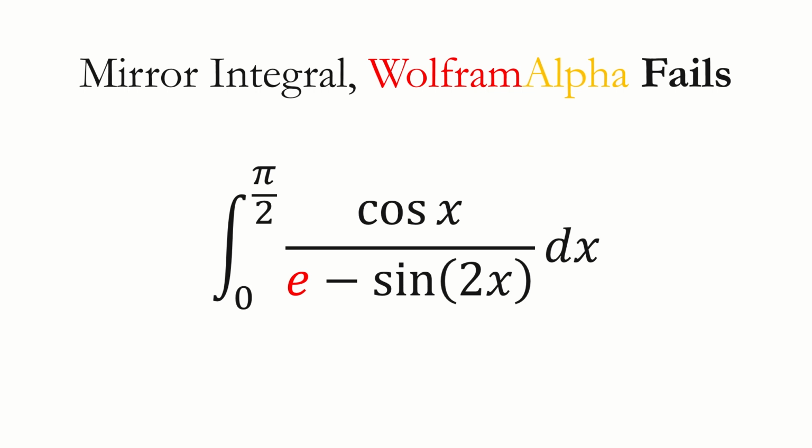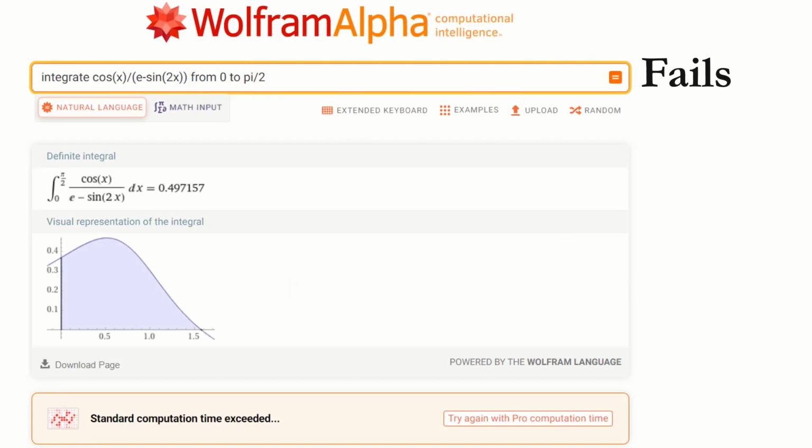Hello, today let's solve this problem. This is a case 1 of the mirror integral, and we have the minus sign in the denominator. By the way, Wolfram Alpha couldn't solve this integral analytically, and you can see here, standard computation time exceeded.